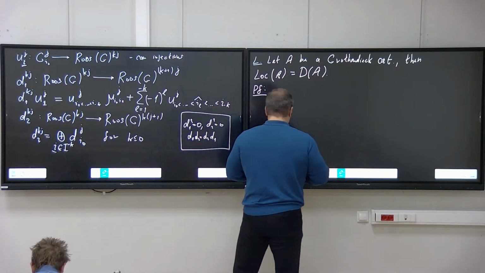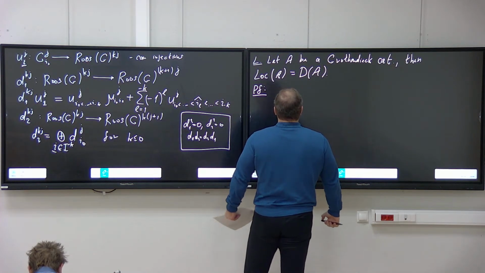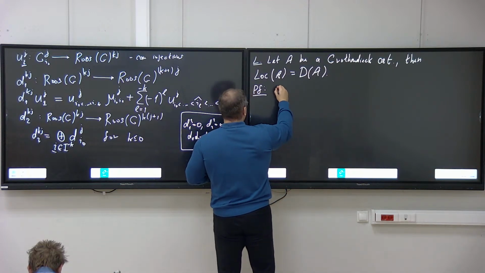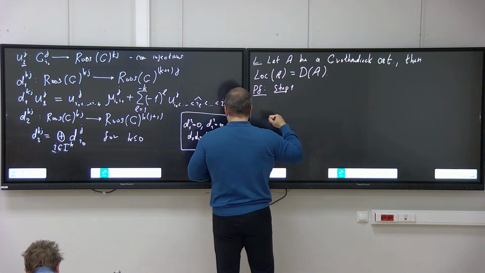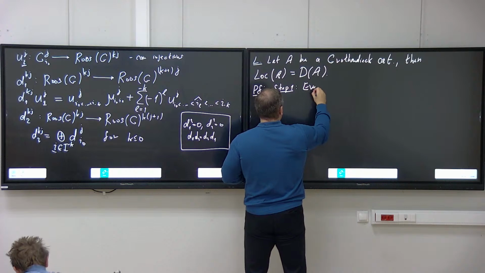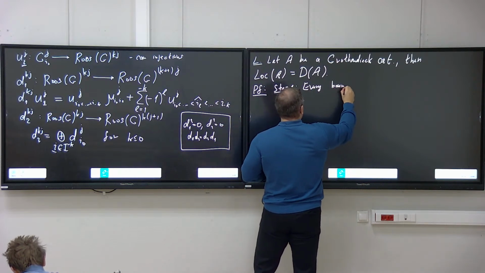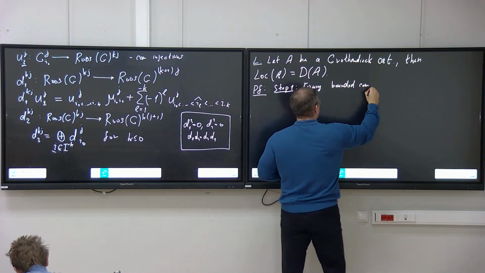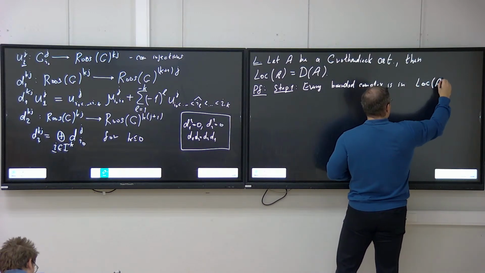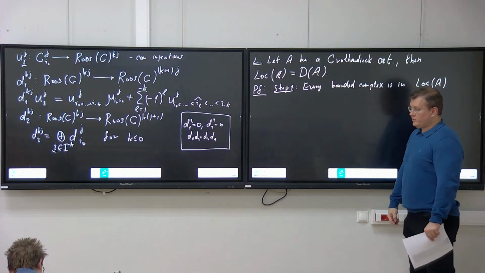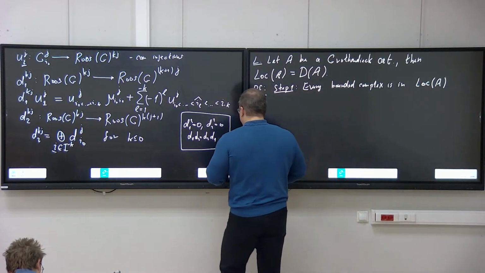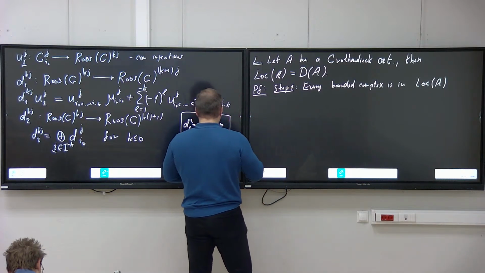So the proof is by a couple of reductions. Maybe I even separate this into two steps. In step one, I can show that every bounded complex is in the loc of A. So I want to show that every complex is in the loc of A. First I show that every bounded complex, I mean bounded on both sides. And this is just a simple inductive observation.